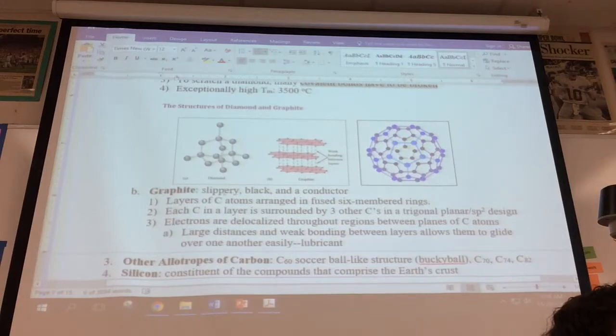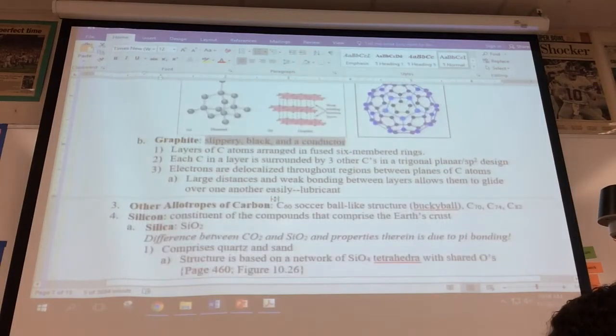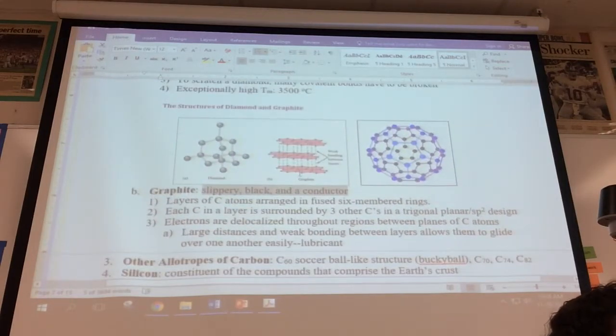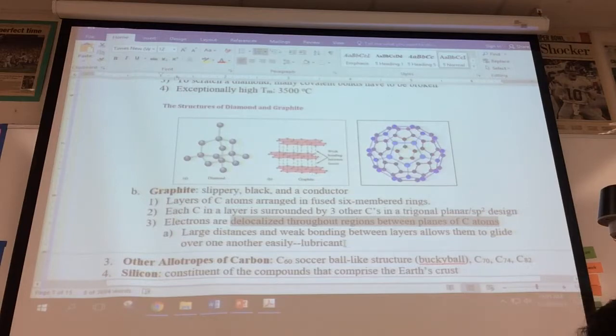So graphite, again, is slippery, black. It's a conductor, whereas most are going to be insulators. But graphite is a little bit different. You get these 6-membered hexagonal rings that link together. You get 6 of them. And then they lie in planes, and there's weak bonding between the layers that allows for slippage, and that's why they're good at greasing things up. Those electrons are delocalized throughout the different regions here, and so that's what's going to allow for slippage, gliding, lubrication, etc.